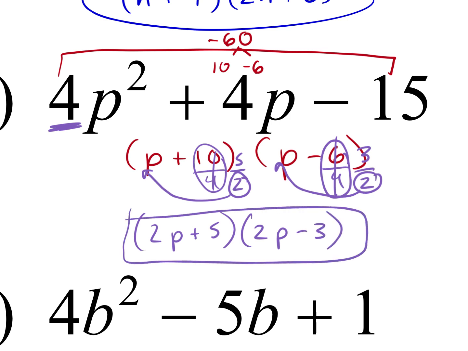If you didn't simplify in this step and you just moved the 4 in front and the 4 in front, when you FOIL it back out, you would have gotten 16p squared, which is not 4p squared. So always check your work, especially just even multiplying the first 2, check and see if you did it right. 2p times 2p would be 4p squared.